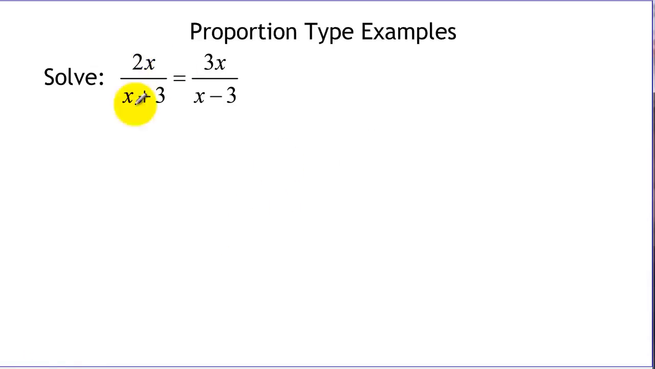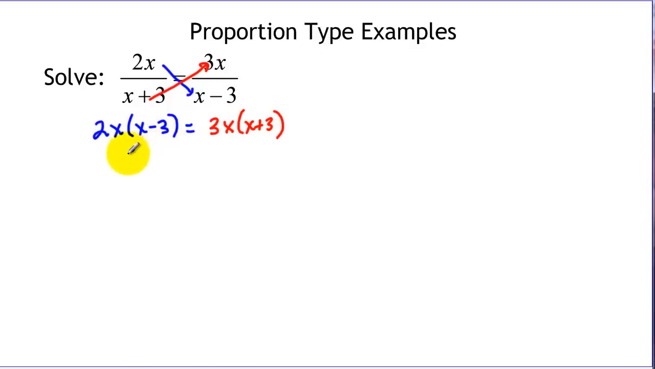Our first example here, we have fraction equals fraction, so it's a proportion type. So our procedure is to cross multiply. So we're going to take the numerator on the left side times the denominator on the right, and we'll write that on one side of our equation. We can bring down our equal sign, and now we're going to multiply on the other diagonal, and so now we have 3x times x plus 3. So notice now there are no fractions, so now it's just a simple polynomial equation, so we're going to distribute on both sides.